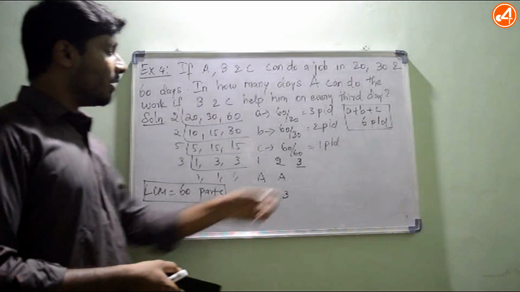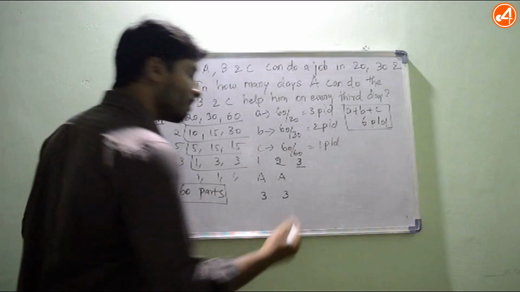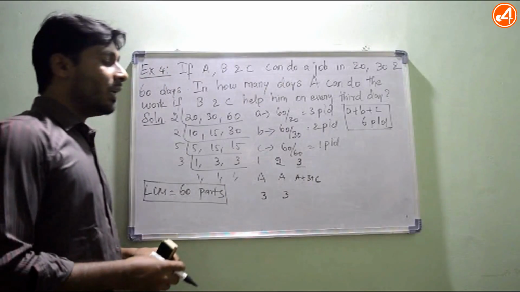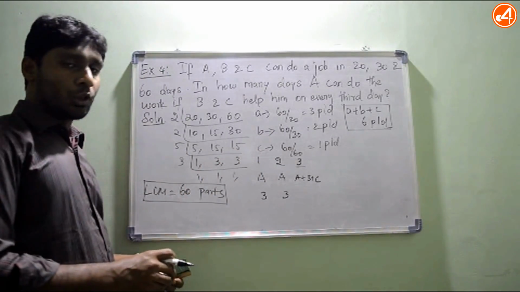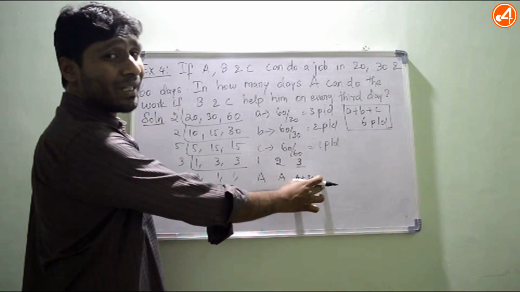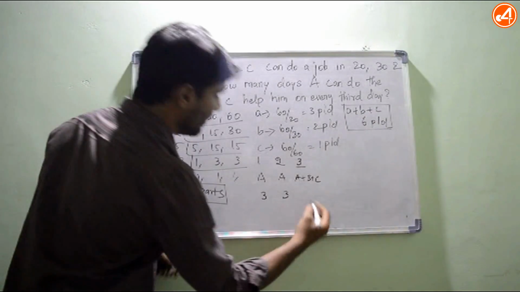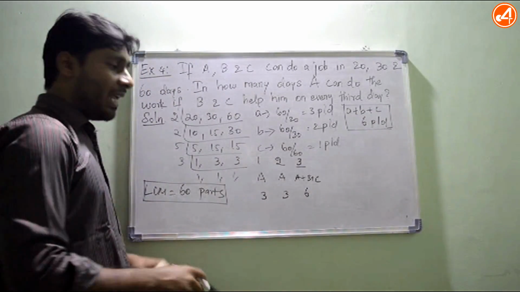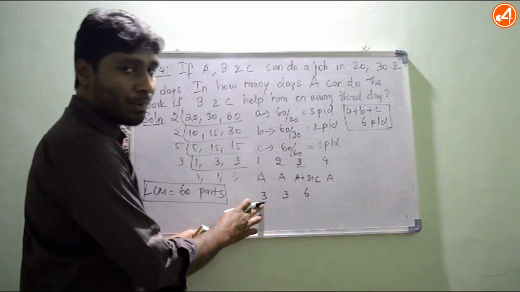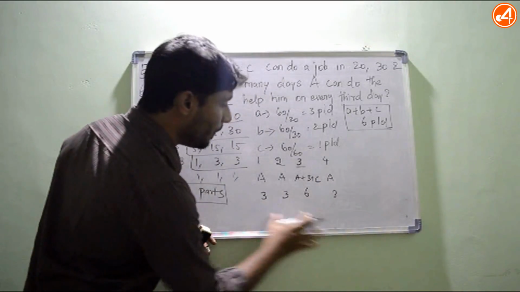So on the third day, who will be working? A will work and B and C will also help him. So on every third day, all the people will work together. Got it? When all the people work together, how many parts will get completed? 6 parts. That's good. 6 parts per day. Again check for the fourth day. On the fourth day, A alone will work. Only 3 will get completed. This will get repeated. You should check it.